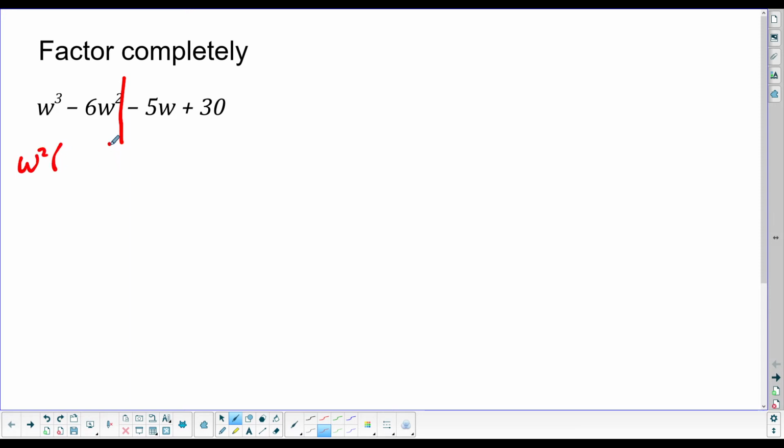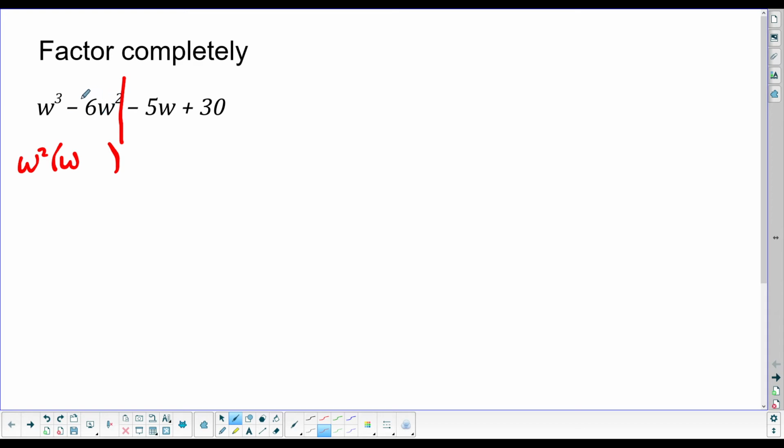Now, the question is, once I take out a W squared, what do I have left over? Well, if I take W to the third power and divide it by W squared, I'm left with W. Or another way to think about this is, what do I have to multiply W squared by to get W cubed? Well, I have to multiply W squared times W to get W cubed. So the idea is we're trying to rewrite this in a factored form.